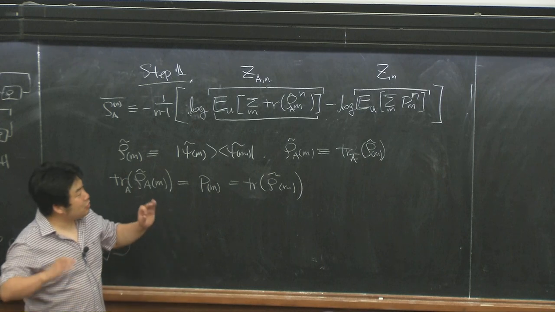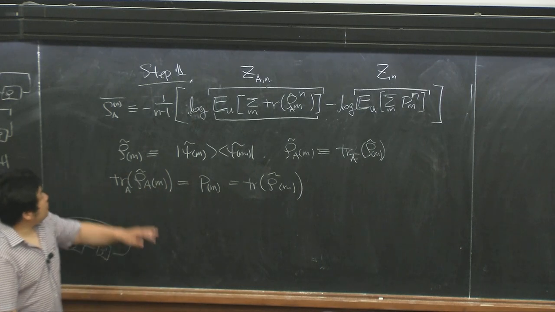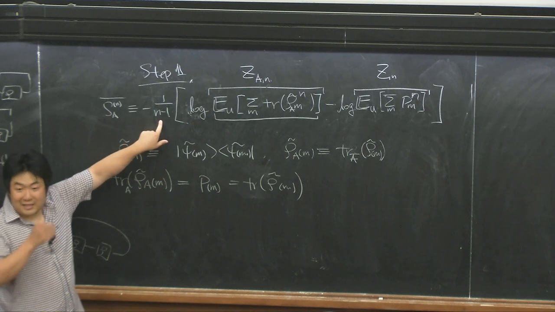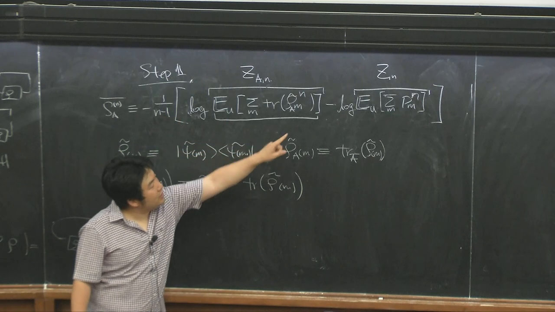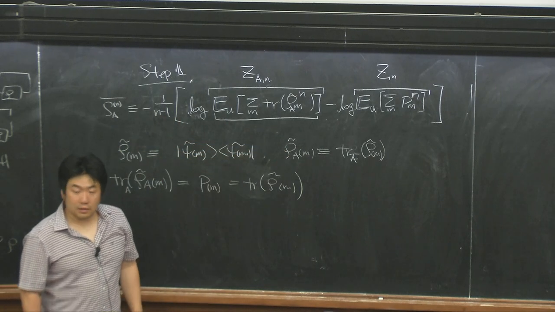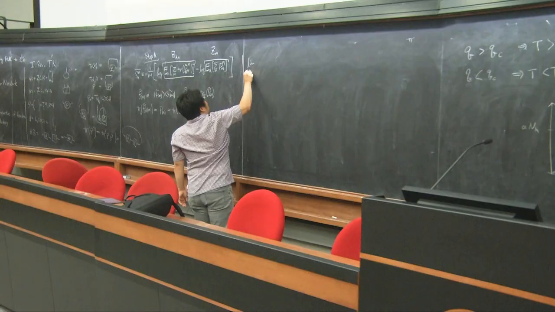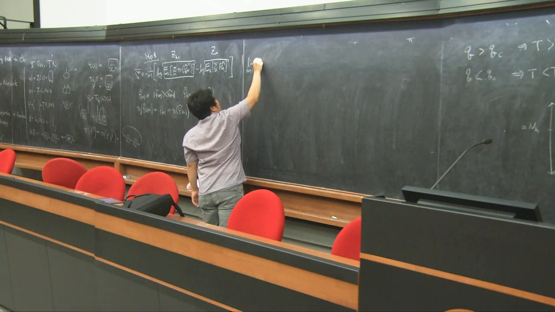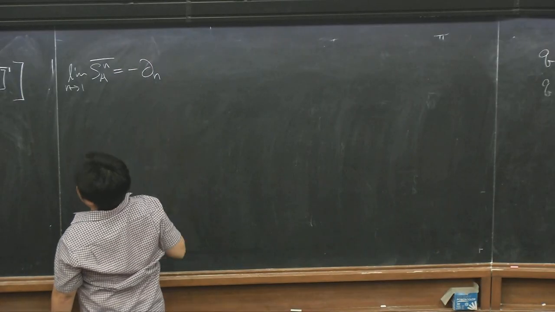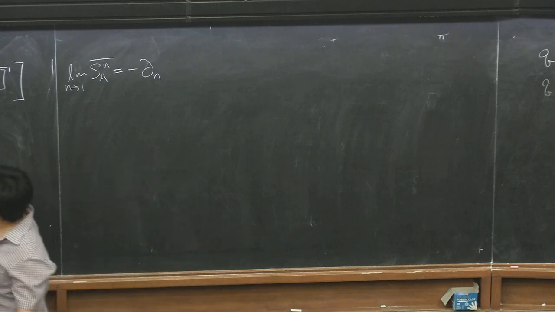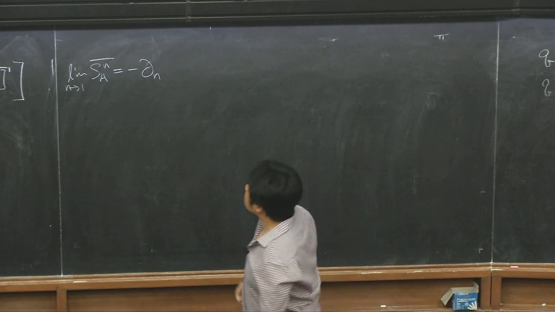Therefore, we should evaluate this by taking the derivative of both numerator and denominator. The derivative of the denominator in n is just 1, so I'll skip that calculation, and we only need to evaluate the derivative of the top component. So the limit as n goes to 1 of S_A of n bar is equal to minus the derivative with respect to n. Let's only consider this component because the second component will look very similar.